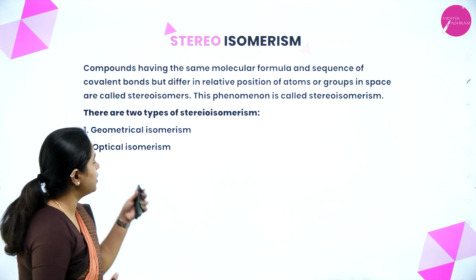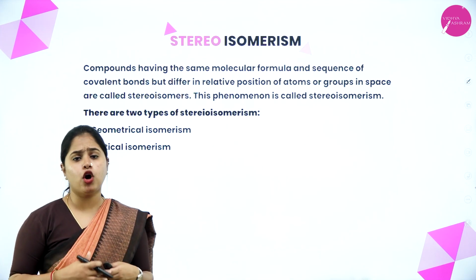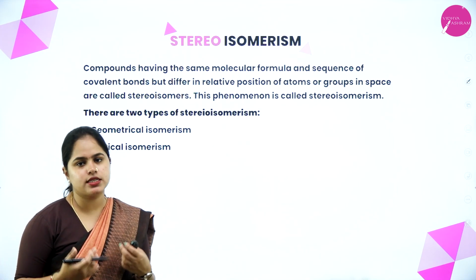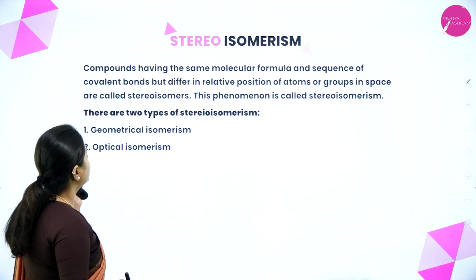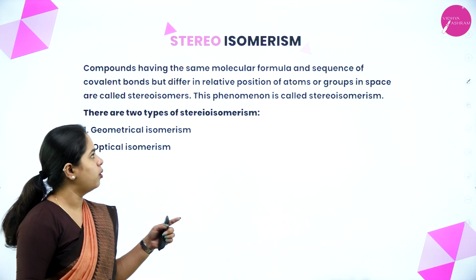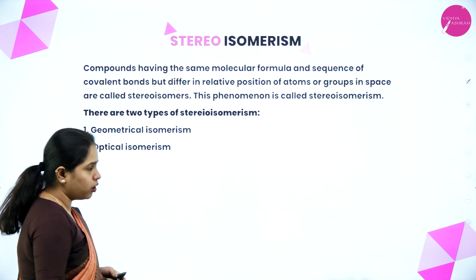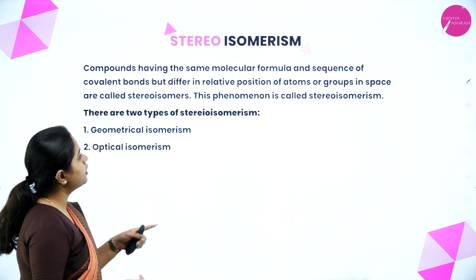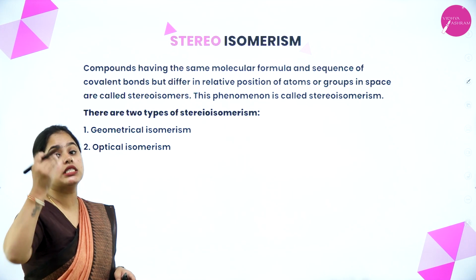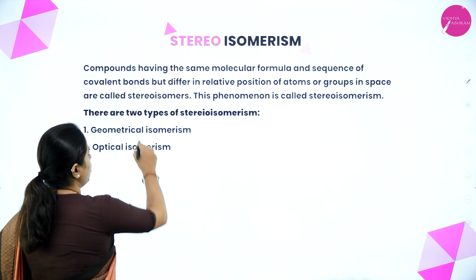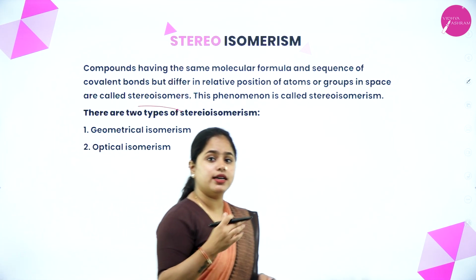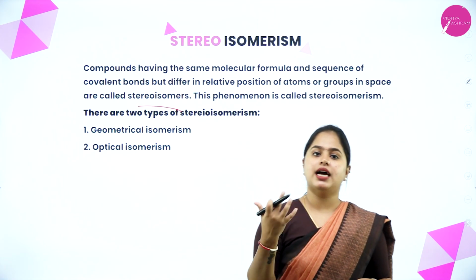Right, so I hope the structural isomerism is clear. Now moving on to the next one, that is stereoisomerism. We'll not be going into the detail, but we need to understand what stereoisomerism is. They are compounds having the same molecular formula and sequence of covalent bonds, but differing in the relative position of atoms or groups in space, and are called stereoisomers. So how they are arranged in space will be different.